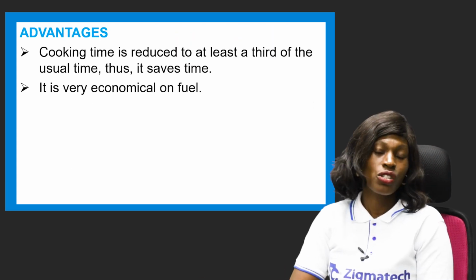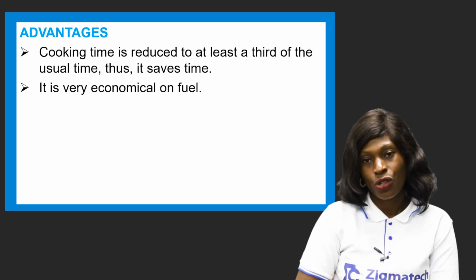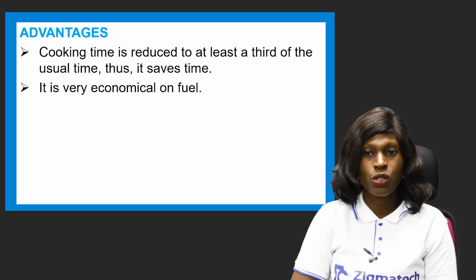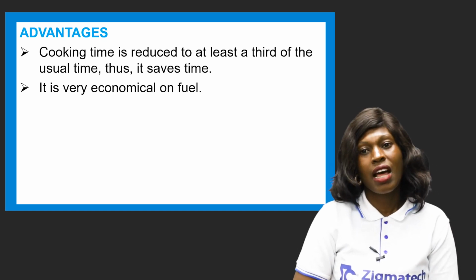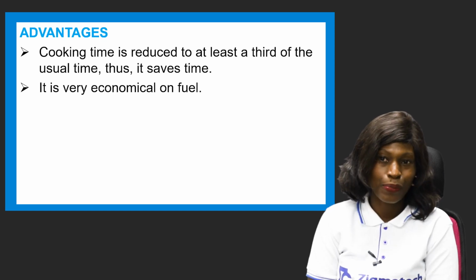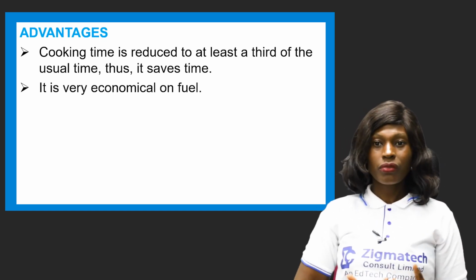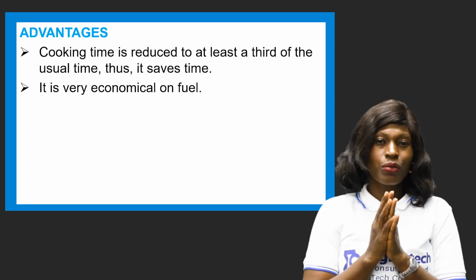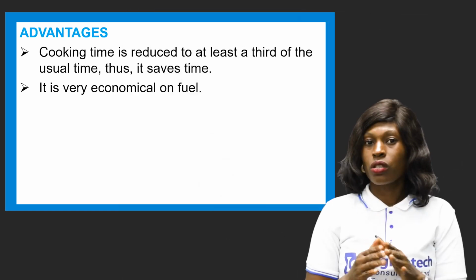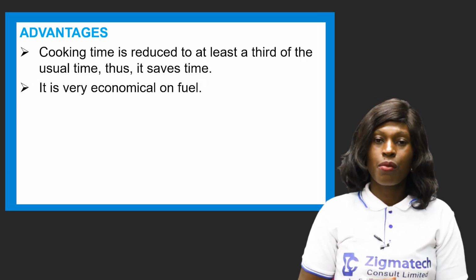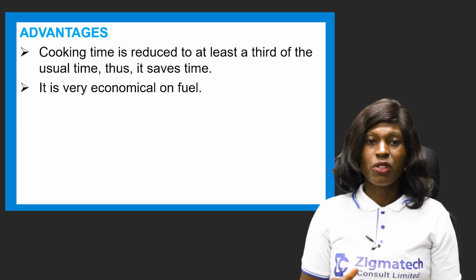Now, there are advantages to using the pressure cooker, or when you're cooking using the pressure method. The first one is that cooking time is reduced to at least a third of the usual time. To us, it saves time. When you're using the pressure cooker, it saves time. It makes your food cook faster, and the cooking time is reduced.